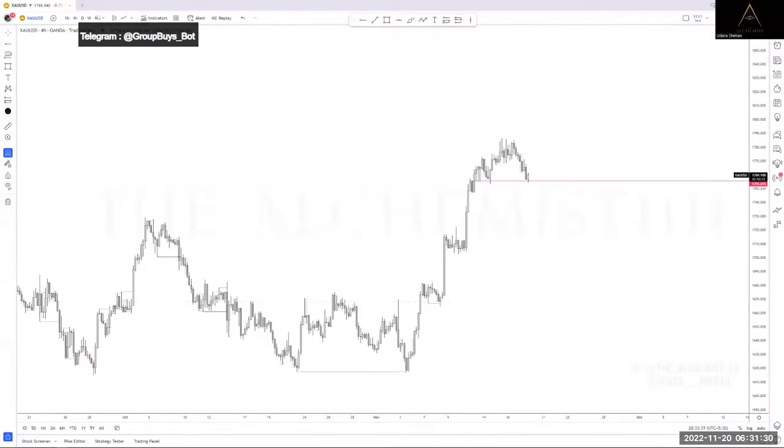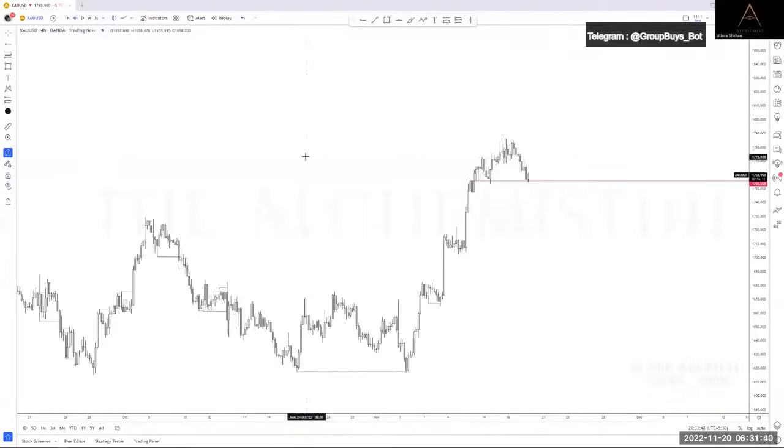The 5 time frames are the monthly, weekly, daily, 4 hour, and the 1 hour. Mainly the monthly, weekly, and the daily will be used for direction, and the lower time frames will be used for entries and all that stuff.